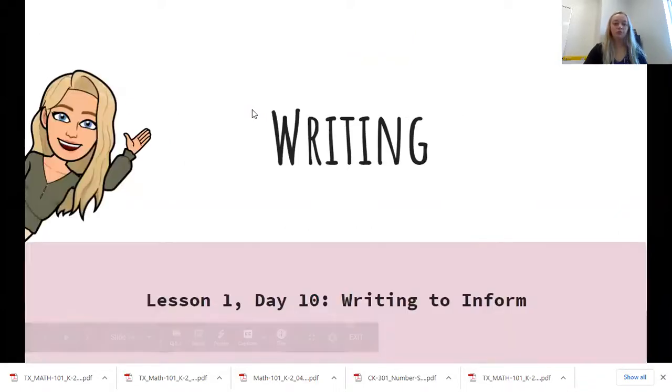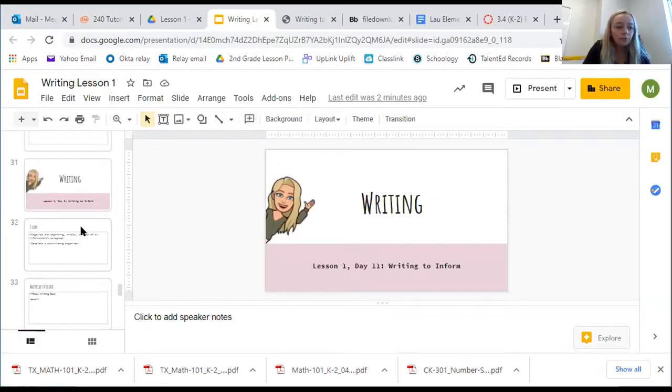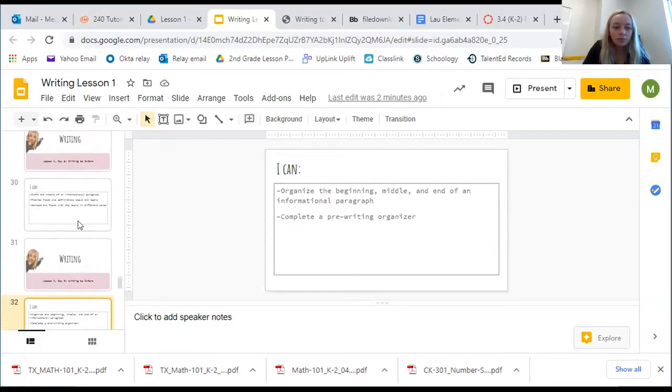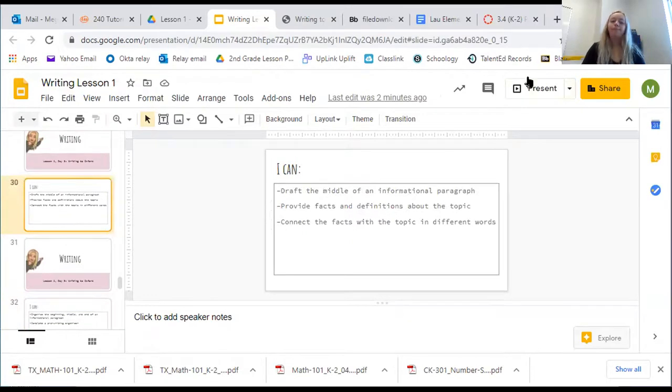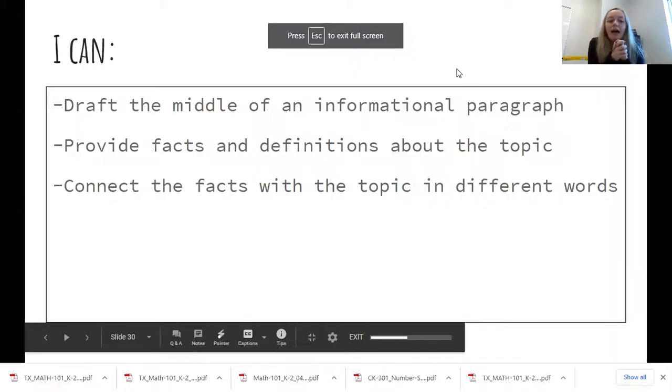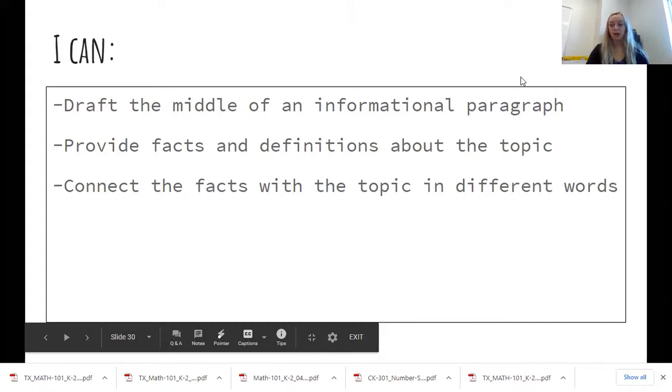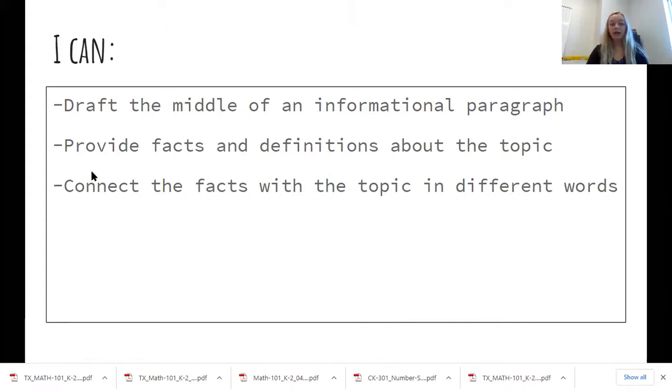Here we go. I can draft the middle of an informational paragraph. I can provide facts and definitions about the topic, and I can connect the facts with the topic in different words.